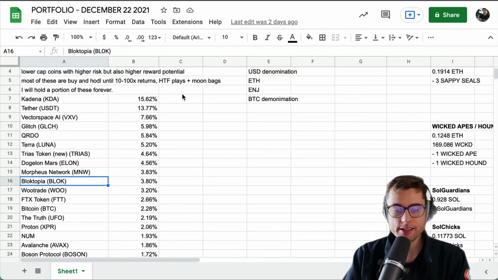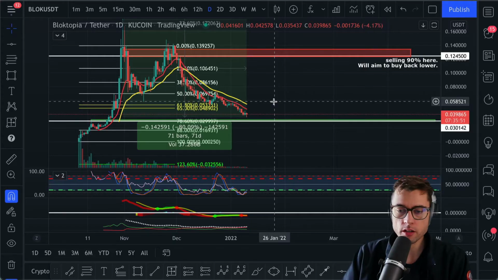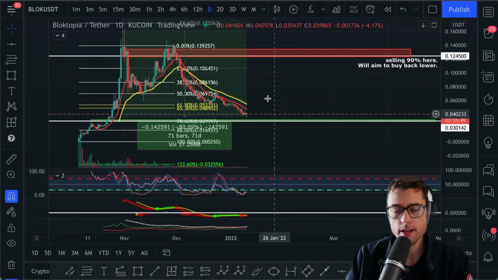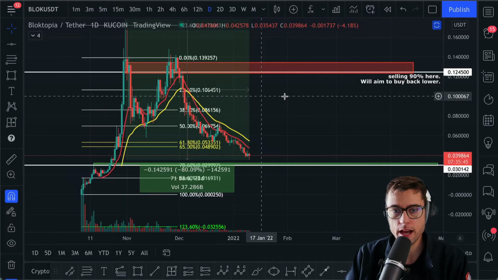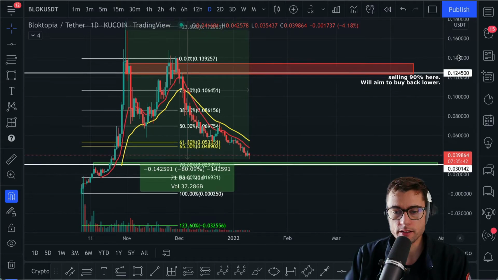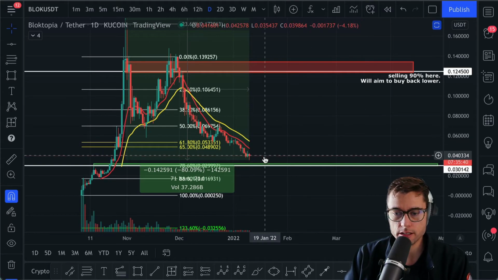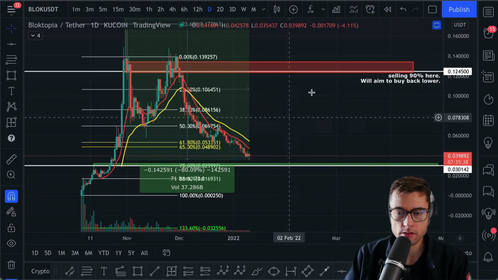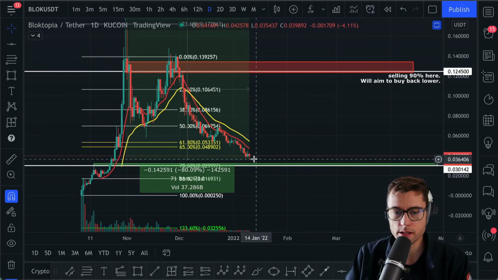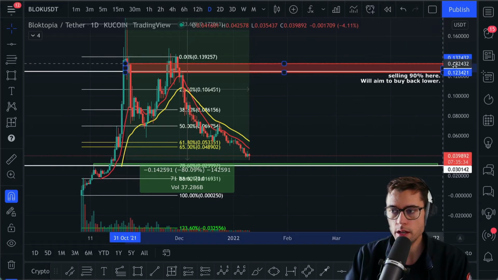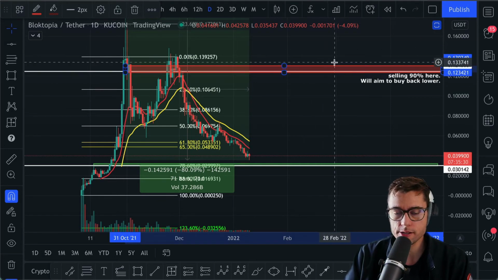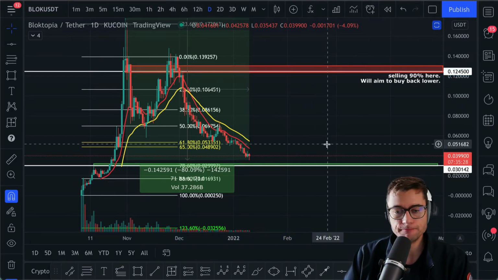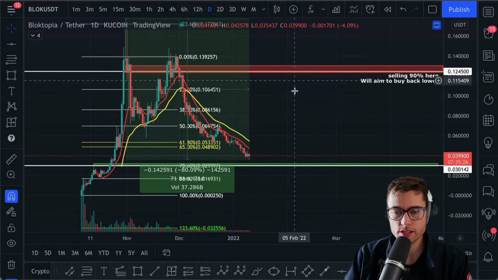All right, guys. Next up on the list is Blocktopia, or Block. Looking at this chart, it's looking like a big L to me. It's down 80% from the highs, and it is not looking like it's having any bounce. I really hope that it has a bounce. I would love to have it bounce back up to this zone right around here. Thinking about it though, it's pretty difficult.